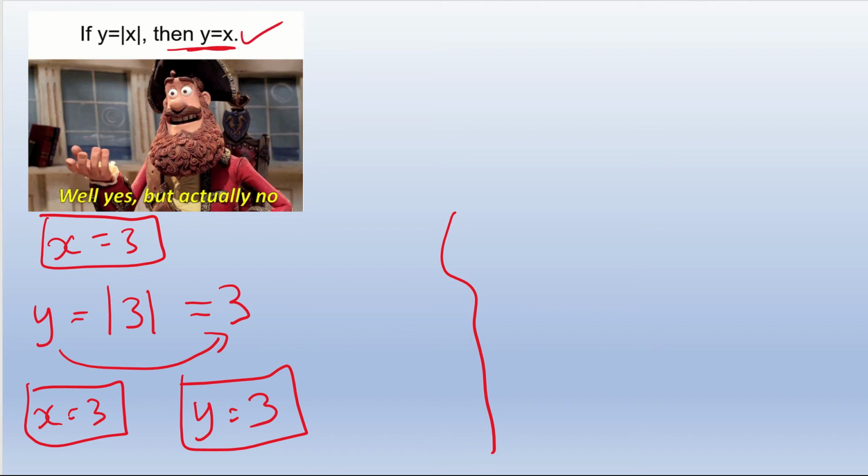However, if we start from the start again, and if we say that x is a negative number, let's say x is, let's go minus 3.